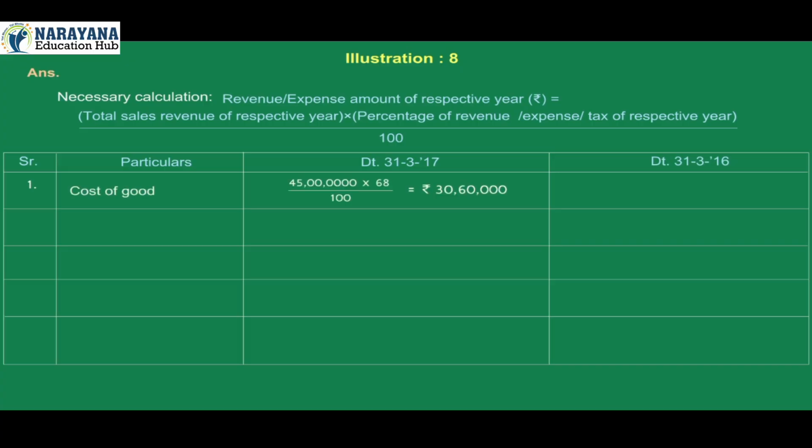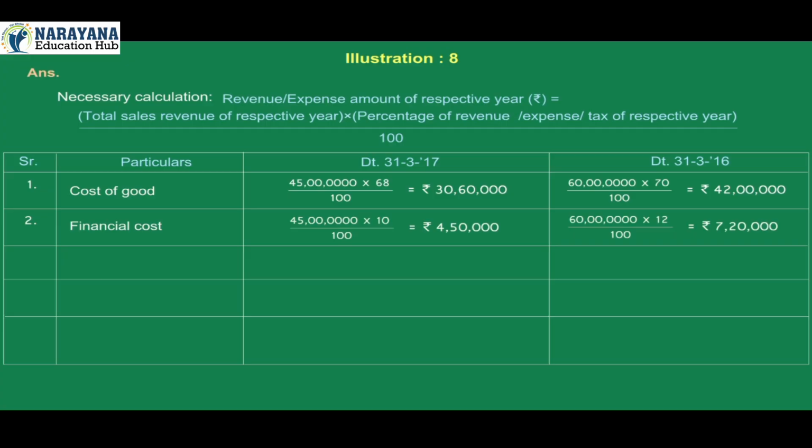1. Cost of goods, 45 lakh into 68 divided by 100 is equal to rupees 30 lakh 60,000. 60 lakh into 70 divided by 100 is equal to rupees 42 lakh. 2. Financial cost, 45 lakh into 10 divided by 100 is equal to rupees 4 lakh 50,000. 60 lakh into 12 divided by 100 is equal to rupees 7 lakh 20,000. 3. Depreciation, 45 lakh into 2 divided by 100 is equal to rupees 90,000. 60 lakh into 3 divided by 100 is equal to rupees 1 lakh 80,000.